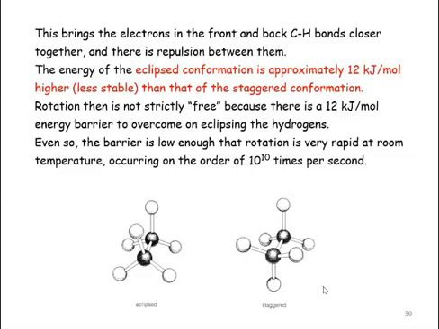Clear? I repeat, the energy of the eclipsed conformation is approximately 12 kilojoule per mole higher than that of the staggered conformation. Rotation then is not strictly free because there is a 12 kilojoule per mole energy barrier to overcome, due to eclipsing of hydrogen atoms. Likewise, the barrier is low enough that rotation is very rapid at room temperature, so rapid that the conformers interconvert on the order of 10 to the power 10 times per second.